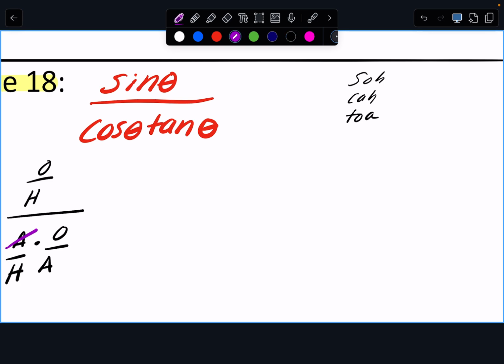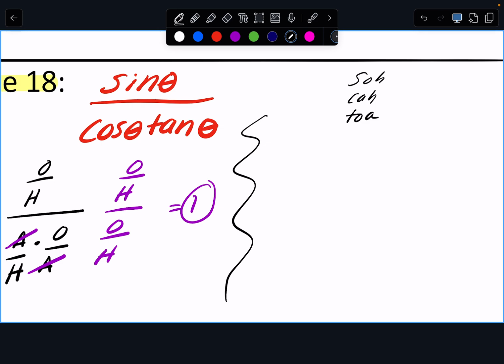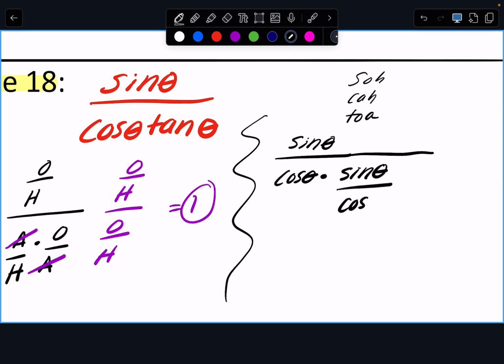So then these A's divide out. So then you have O over H divided by O over H, which is 1. Okay, let's do it my way, my favorite way. I go like this. Sine of theta divided by cosine of theta, and then that's times tan. I could write tan as 1 over cotan, not helpful. So I'm going to call it sine over cosine.